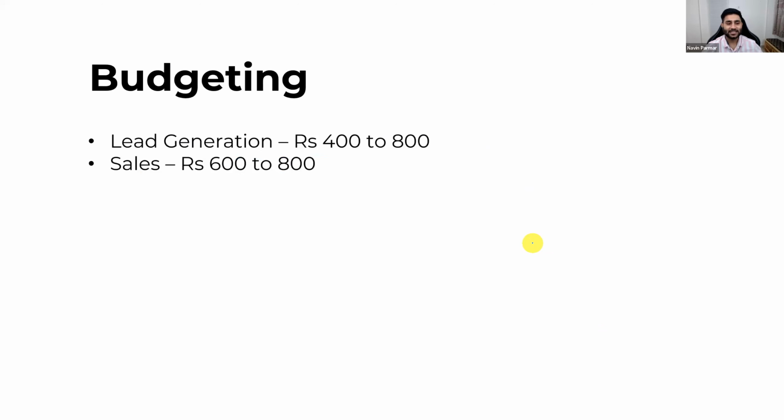Coming to the next topic, which is budgeting. Okay. Now, these are the simple budgets which I want you to start. Lead generation business will start from 400 to 800. You can keep any budget from this. You can start with 400, 450, 480, 500, 600, 700, 800. Do not keep the budget more than 800 and do not go below 400. Okay. Same for sales business, 600 to 800. Per ad set, correct. Per ad set. Correct.